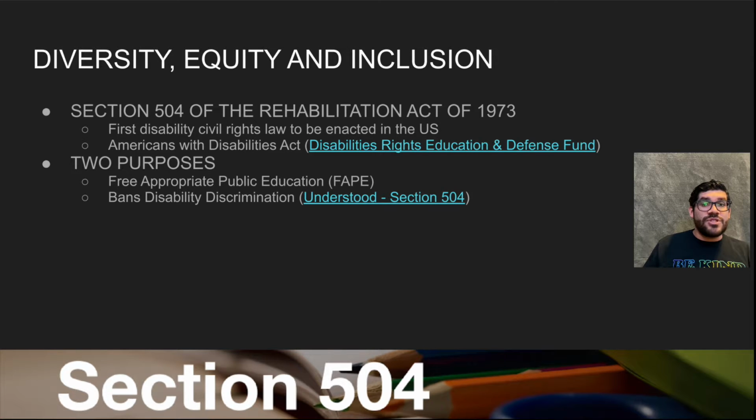Section 504 serves two main purposes. First, it requires school districts to provide free, appropriate public education, or FAPE, to students who have a physical or mental impairment that substantially limits one or more major life activities, or have a record of such an impairment, or can be regarded as having such an impairment.